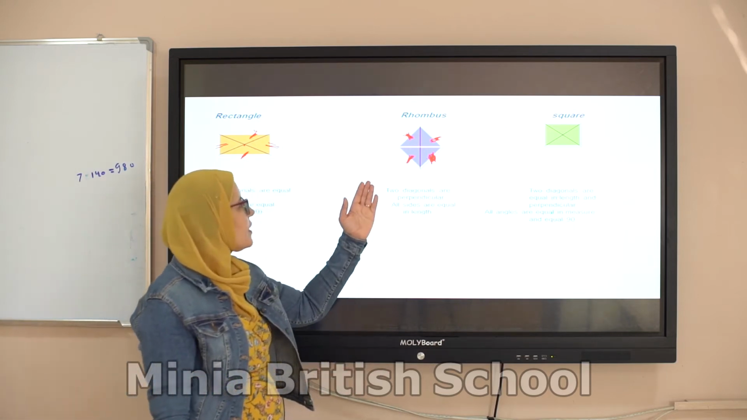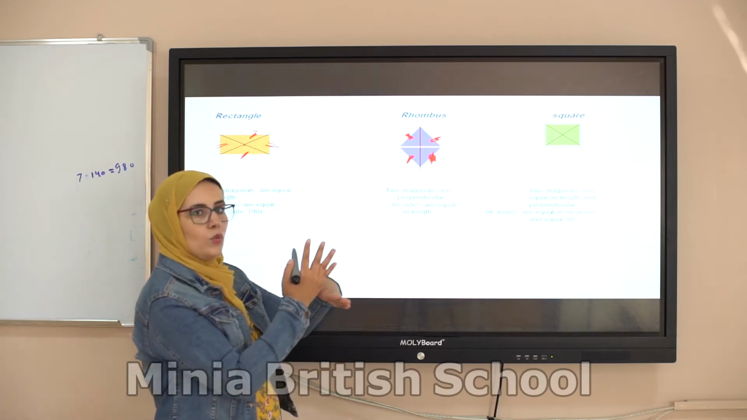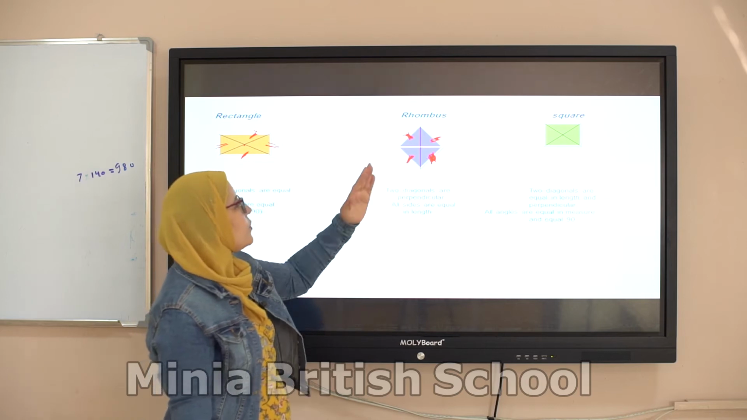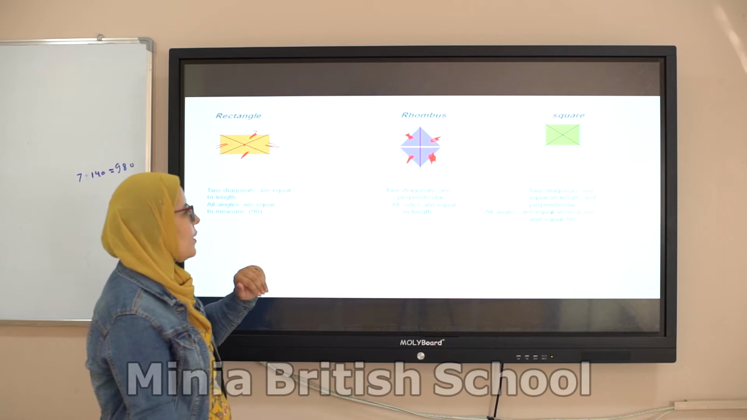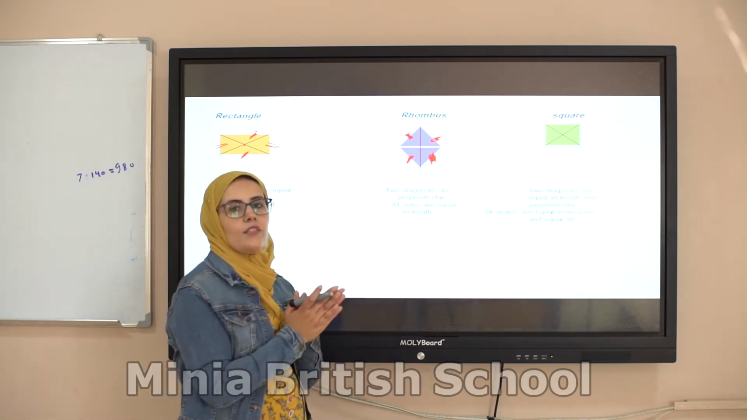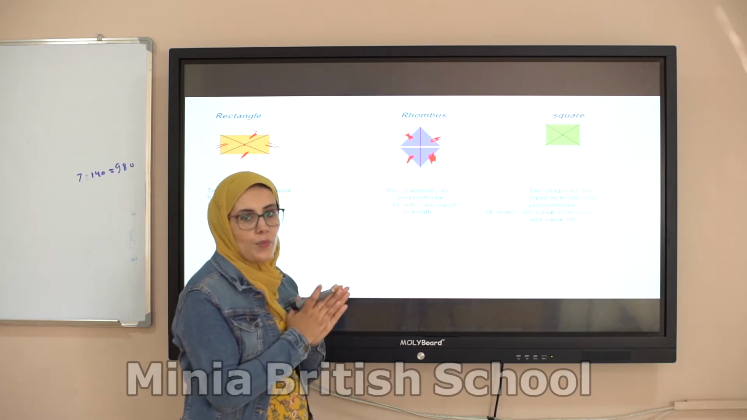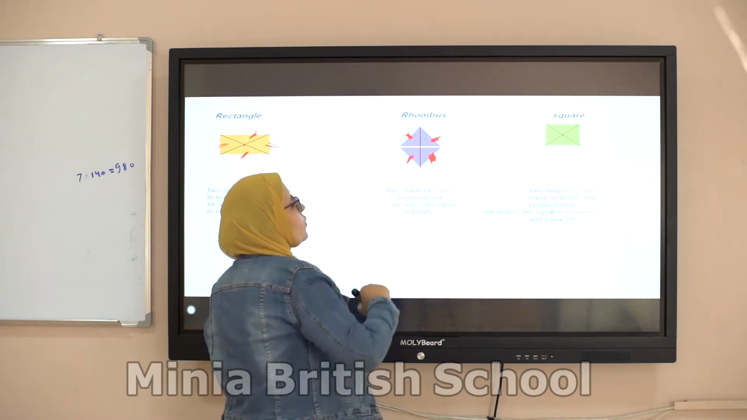The diagonals here bisect each other. They are perpendicular to each other. So the diagonals here are perpendicular, but the diagonals here just bisect each other. So in a rhombus, all sides are equal in length, and each two opposite sides are parallel. So this is parallel with this, and this parallel with this.